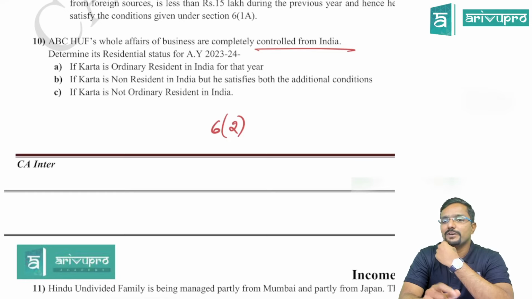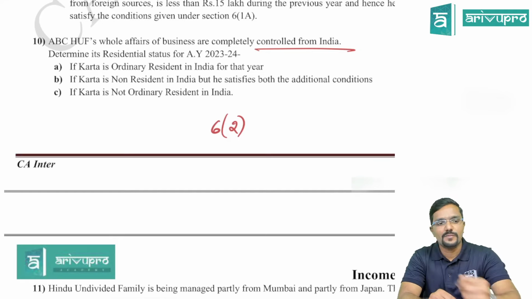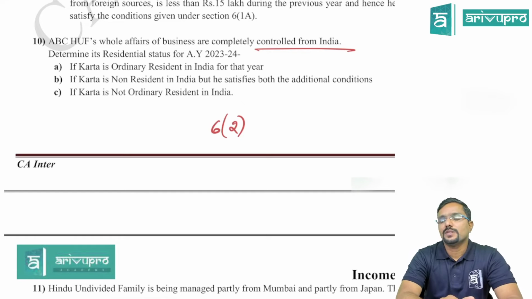Full stop. Next line. You can leave one line also. Further, the HF would become ordinary resident in India if the karta of such HF satisfies both the conditions given under section 6.6.